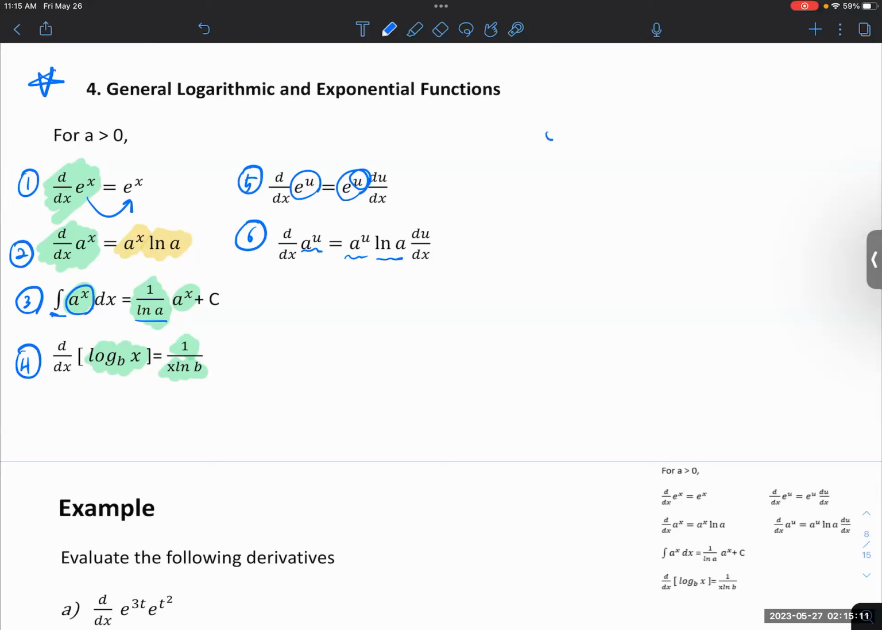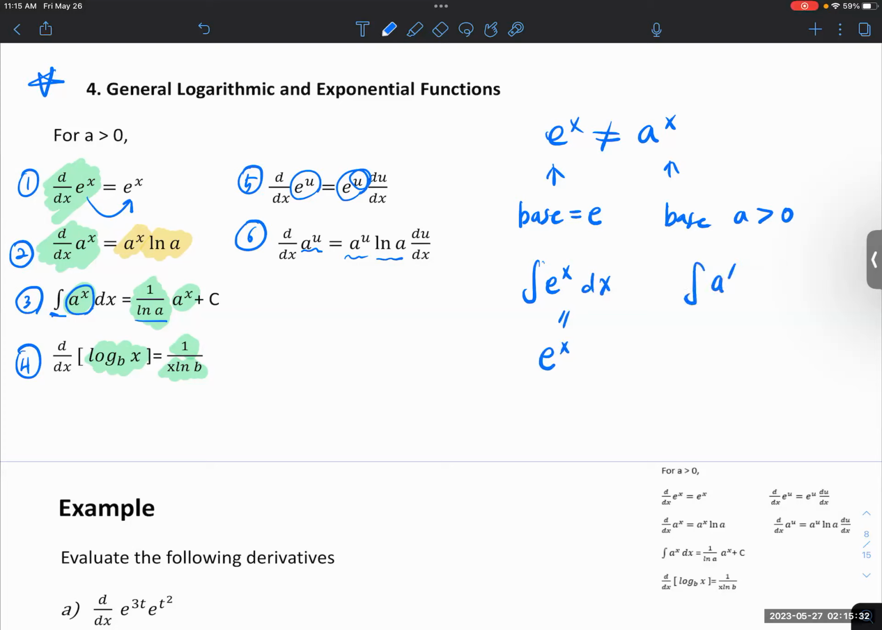Just e to the x is not equal to a to the x. For this one the base is always e. For this one the base is always greater than 0, some constant, right? So if you have the integral of e to the x dx, it is going to be e to the x. If you take the integral of a to the x, look at number 3, it is going to be 1 over ln a times a to the x. So they are different, okay?